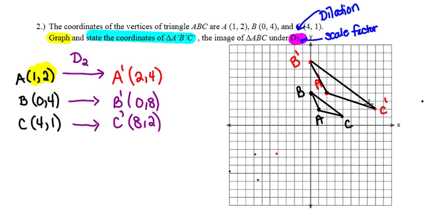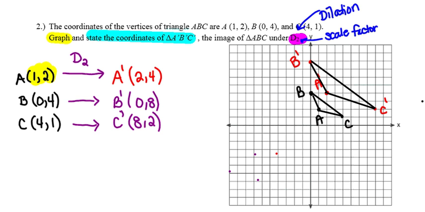So if you had predicted that the new triangle would be larger than the old triangle, you were exactly right. How did you know? Well, the scale factor of 2 was larger than 1, meaning that the size of our triangle increased.